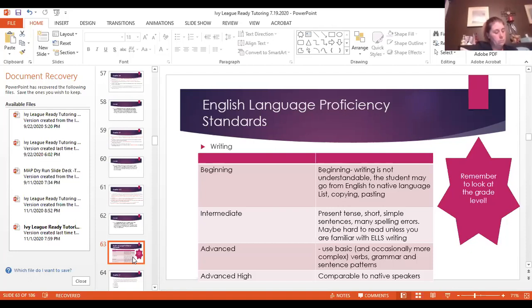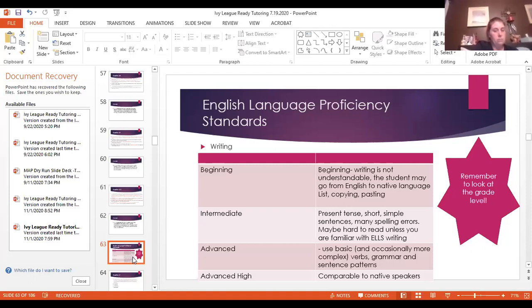Intermediate. They write in present tense, short, simple sentences. Remember that for intermediate, short, simple sentences. A lot of spelling errors. And when it's time to write in detail, they struggle with writing in detail. That's why it's very short. And it's important to read the writing aloud, even in testing, right? Read it aloud to yourself because intermediate comes off very choppy.